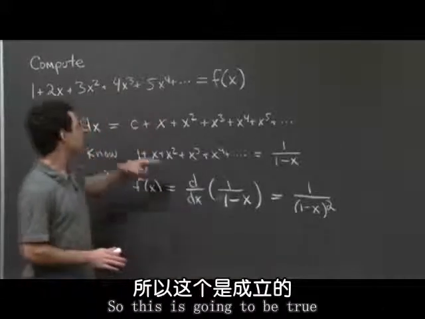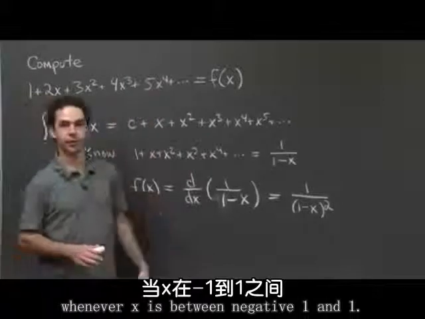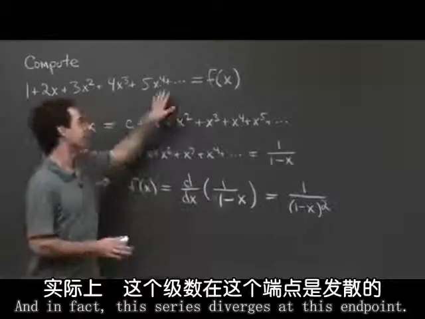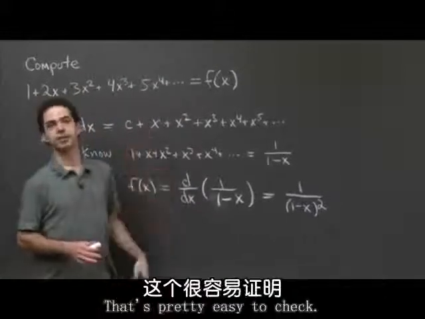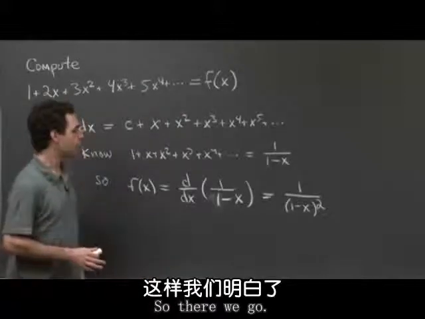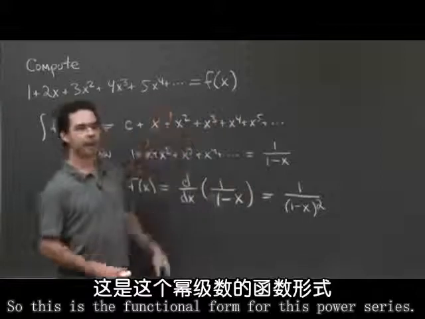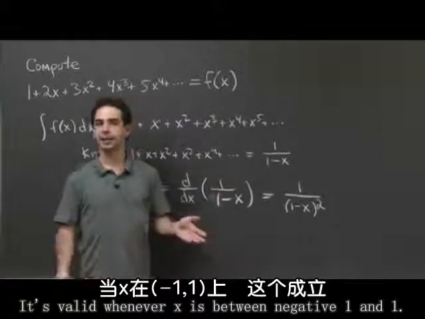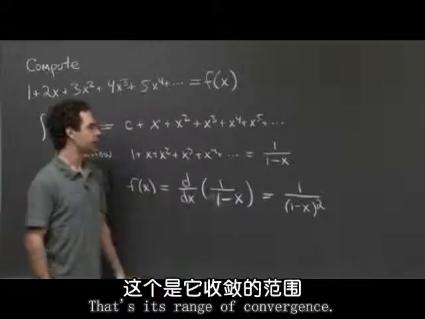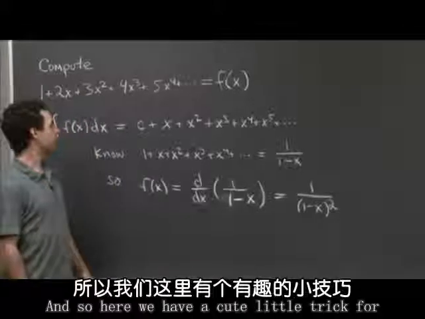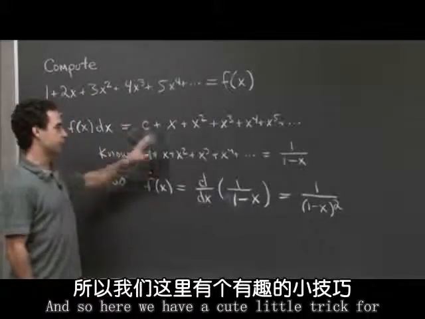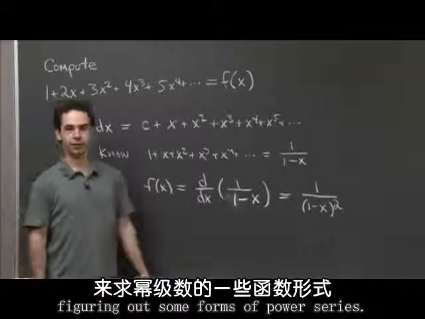So this is going to be true whenever x is between -1 and 1. And in fact, this series diverges at its endpoints. That's pretty easy to check. So there we go. This is the functional form for this power series. It's valid whenever x is between -1 and 1. That's its range of convergence. And so here we have a cute little trick for figuring out some forms of power series.